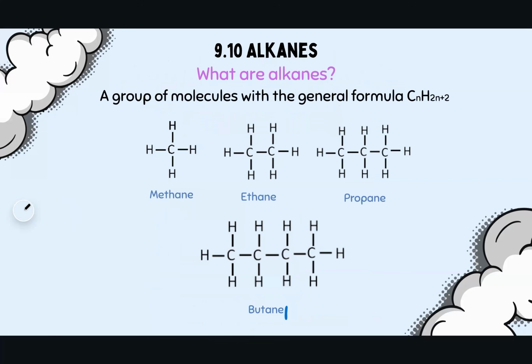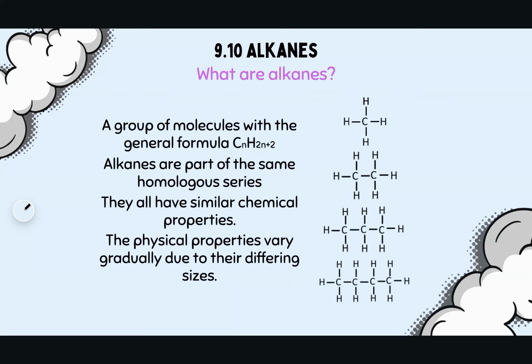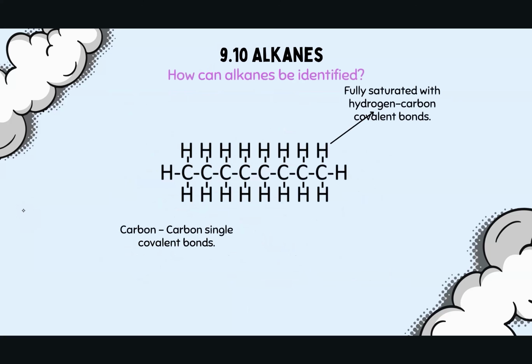So a group of molecules with the general formula CnH2n+2. So this is alkanes, something that we've already covered. And we've already covered the fact that they have the general formula CnH2n+2. They're all part of the same homologous series. They all have similar chemical properties, and the physical properties vary gradually due to differing sizes.